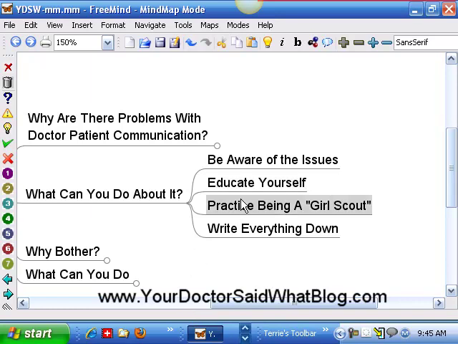I want you to practice being a Girl Scout. Well, what does that mean? What it means is be prepared. That's what every Girl Scout is. I'm not sure I ever did a good job at that as a Girl Scout, but I try to do that as a patient. When I say be prepared, what does that mean? That leads us into the next one, and I'll spend most of the time on that today, which is you should write everything down. Okay, so when I get a sore throat, should I start writing my symptoms down?